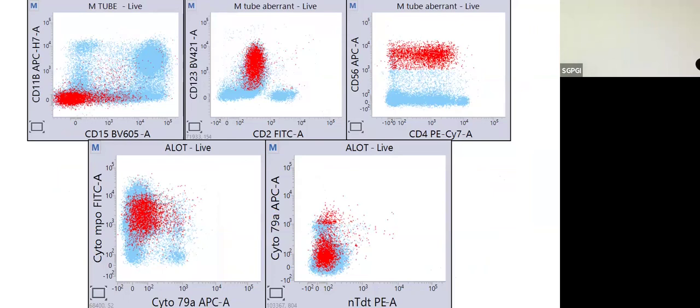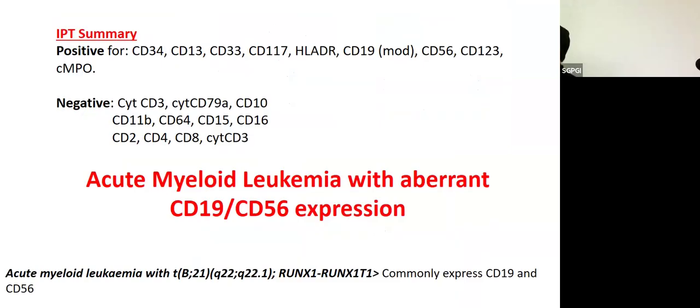Next set of plots. CD15 negative, CD11b negative, CD2 negative, CD123 positive. This is also CD56 positive. Fine. CD4, I can say it's a unique kind of thing. Now, cytoplasmic MPO positive over here. You have normal B lymphocytes lying over here to compare with, CD3 negative. So you have AML with aberrant CD19 and CD56 expression.